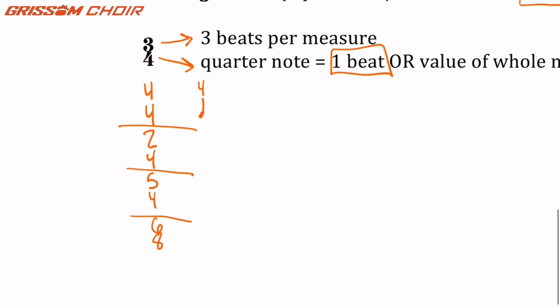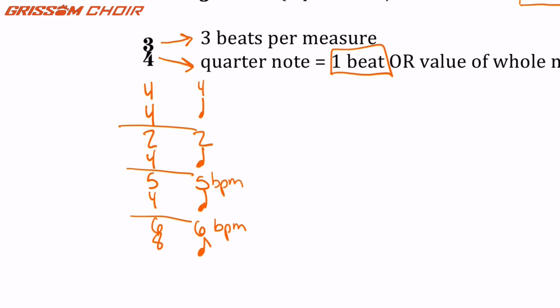In 2/4 time signature, there are 2 beats per measure, and the quarter note gets the beat. In 5/4 time signature, there are 5 beats per measure, and the quarter note gets the beat. In 6/8 time signature, there are 6 beats per measure, but the 8th note will now get the beat. Those are our 5 main time signatures. There are several others, which we will address at a later time.